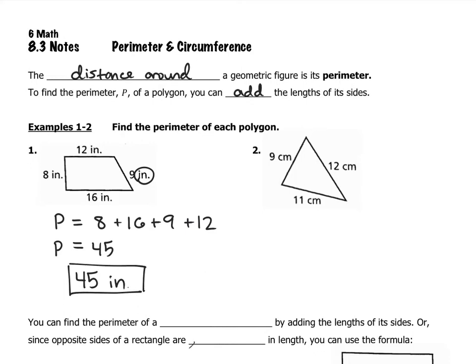Okay, number 2, we have a triangle. We're going to find the perimeter by adding up all of the sides. So 9 plus 11 plus 12, and that perimeter is going to be 32. And then add a label, so 32 centimeters.